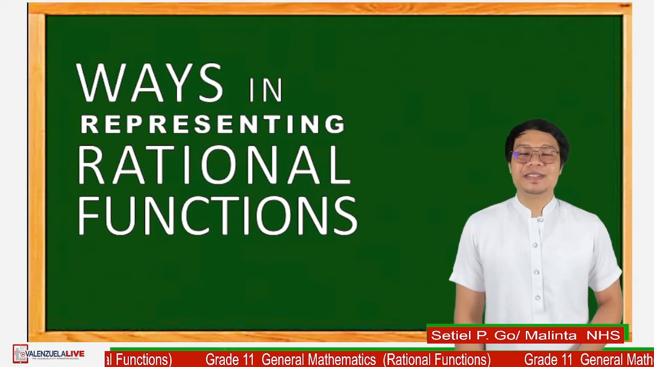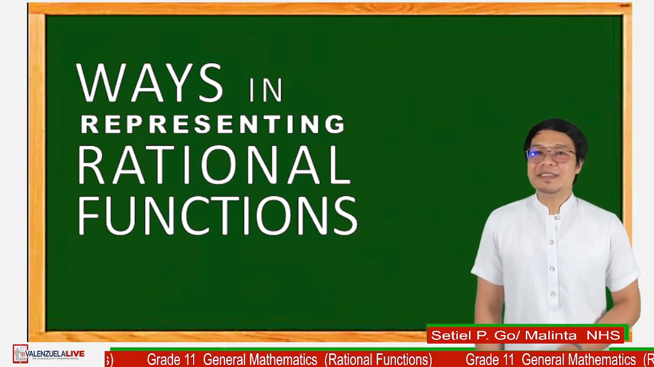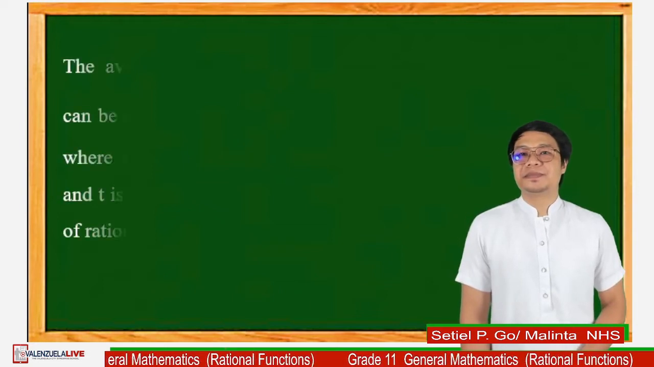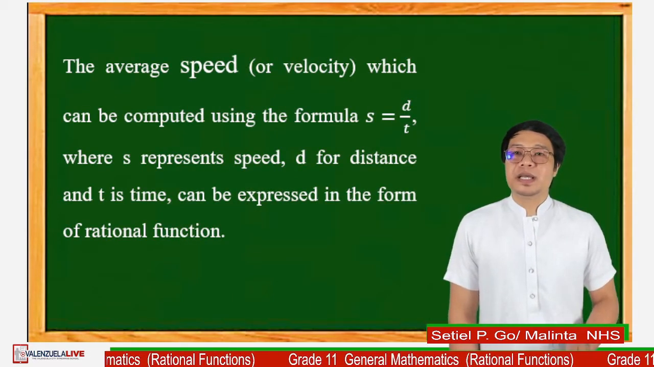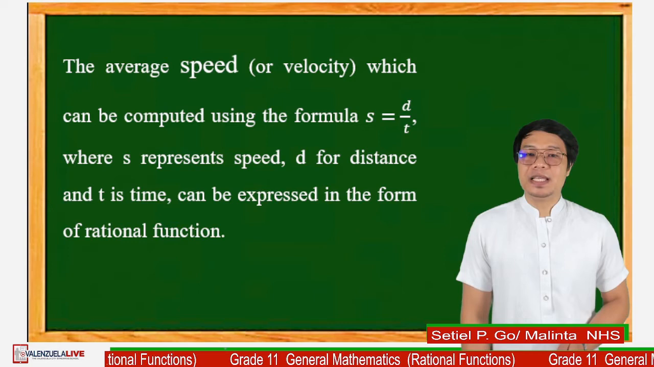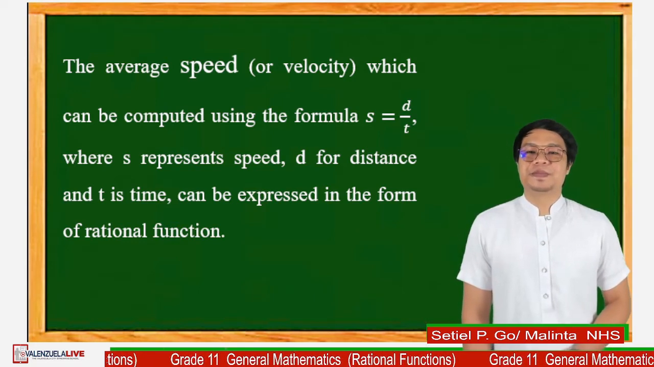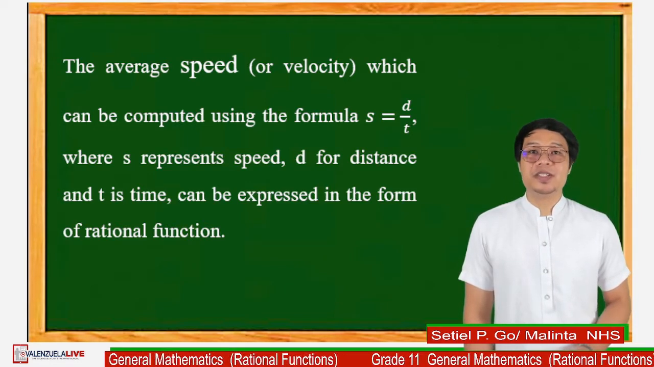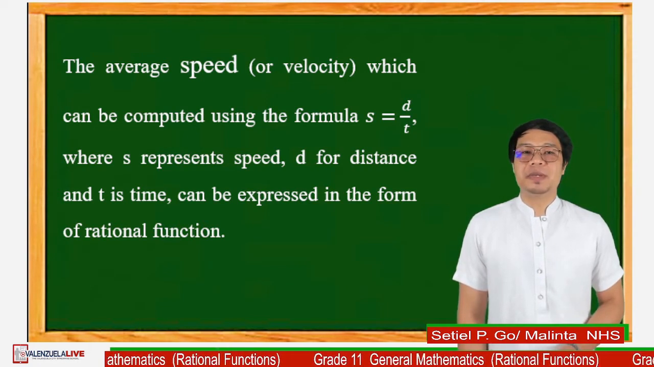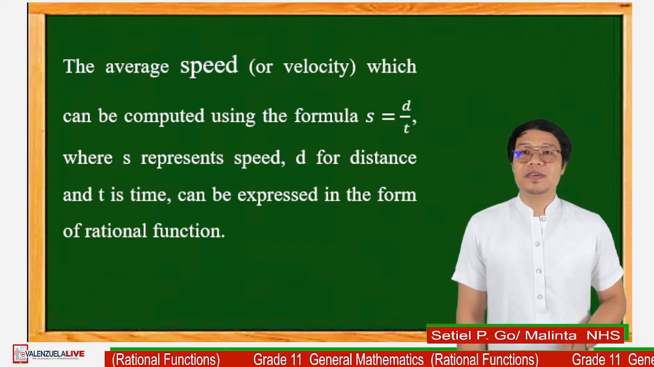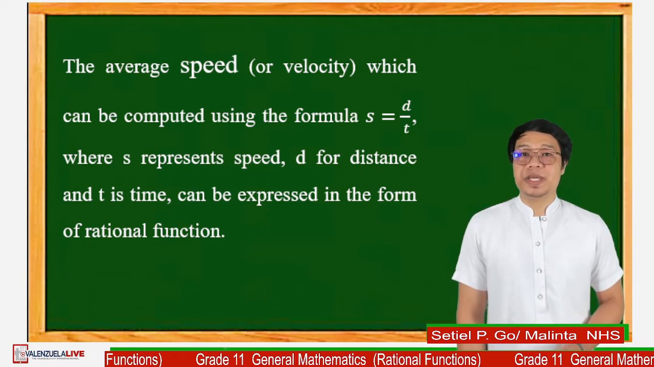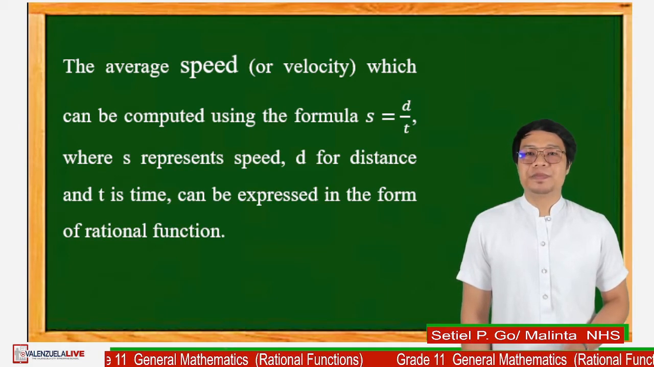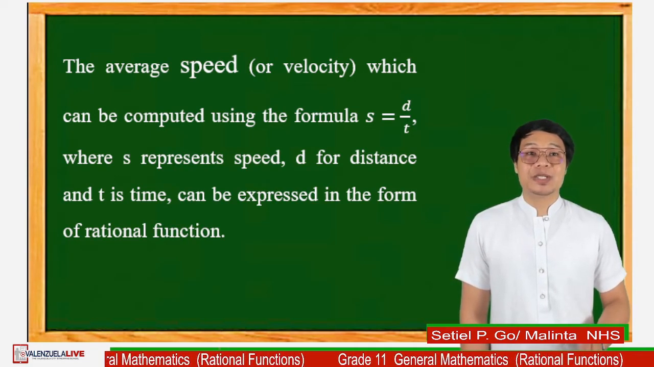Can you still follow? Okay, so this time, these are the ways in representing rational functions. As you can see, we can use rational functions in some science problems. Let's have the average speed or velocity, which can be computed using the formula s is equal to d over t, wherein s represents the speed, d the distance, and t the time. It can be expressed in the form of a rational function.